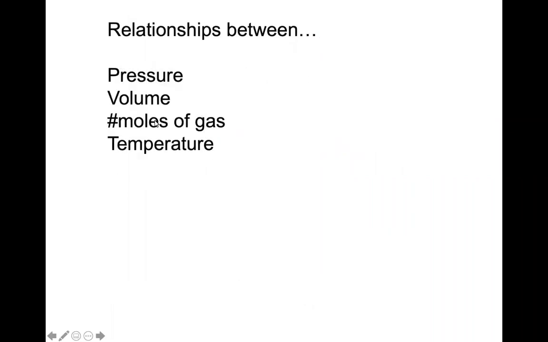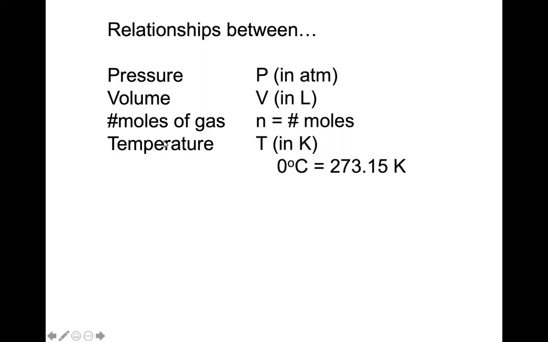So if we look at a few relationships amongst these: gases exert a pressure, they fill up a container and have a particular volume. We can talk about how much of the gas is there and the temperature. The units we're going to see: pressure is given the symbol P, and we want that in atmospheres. The volume, symbol V, we want in liters. N is our symbol for number of moles. Capital T is the temperature. We're going to be using Kelvin for our scale.